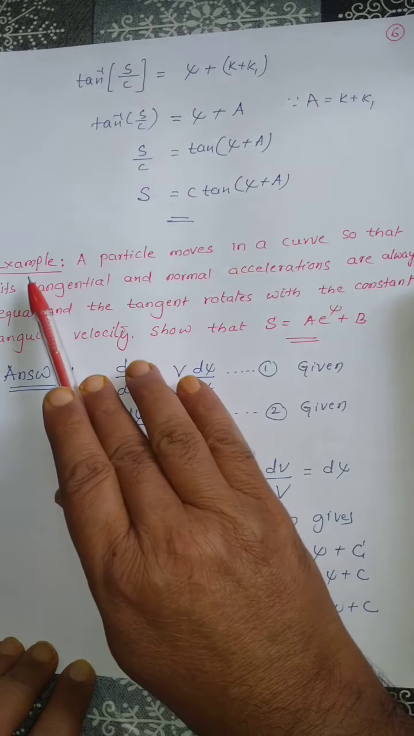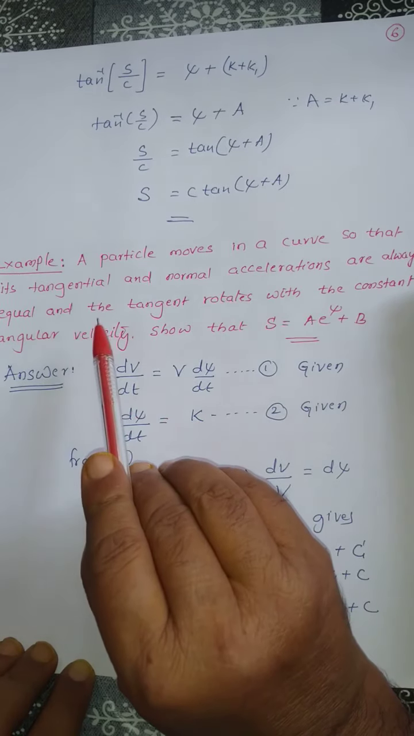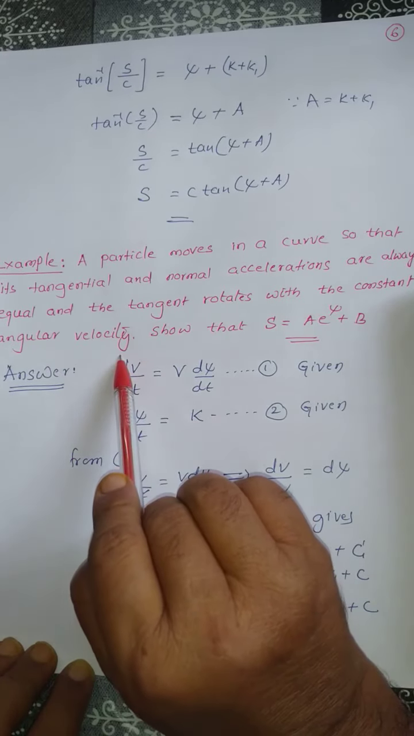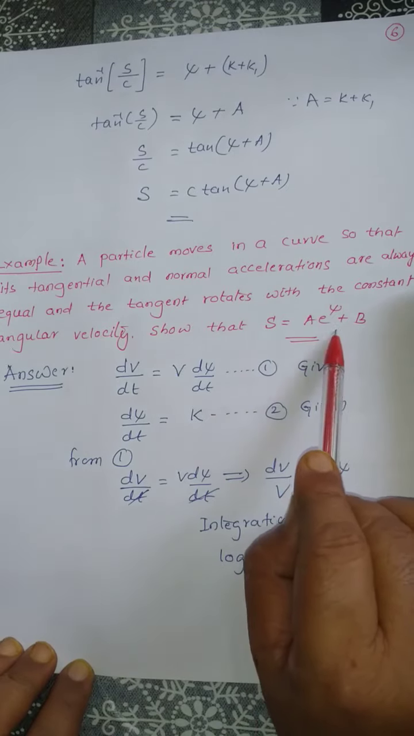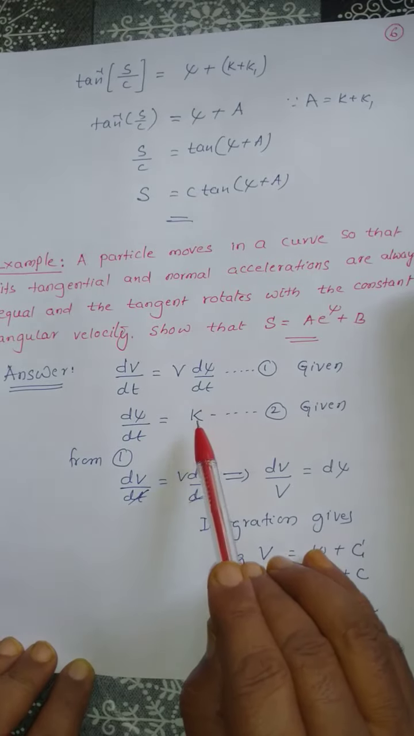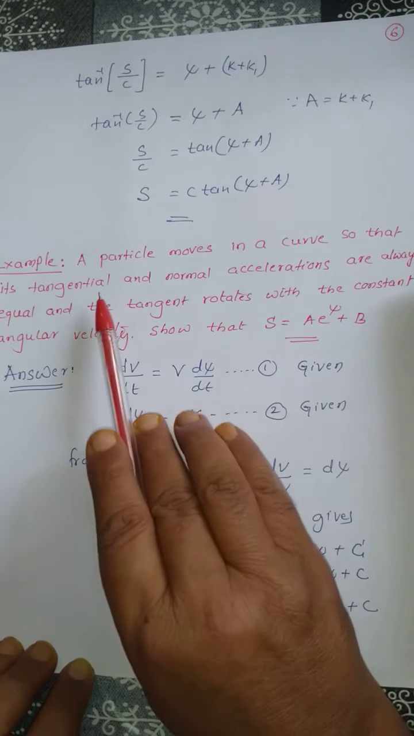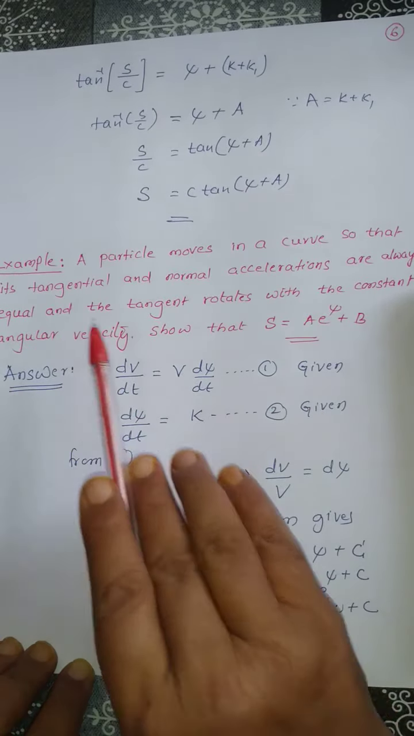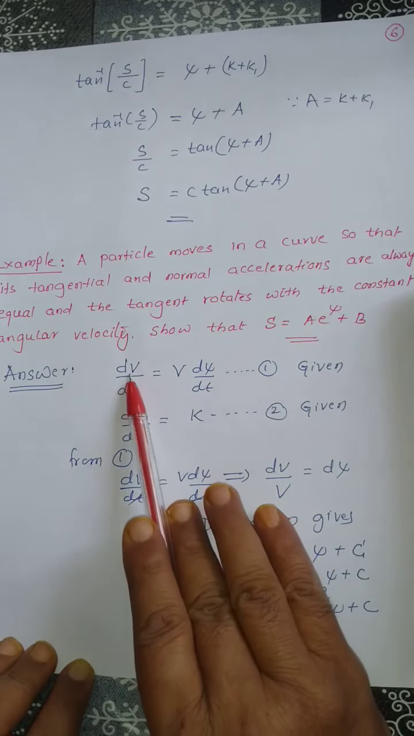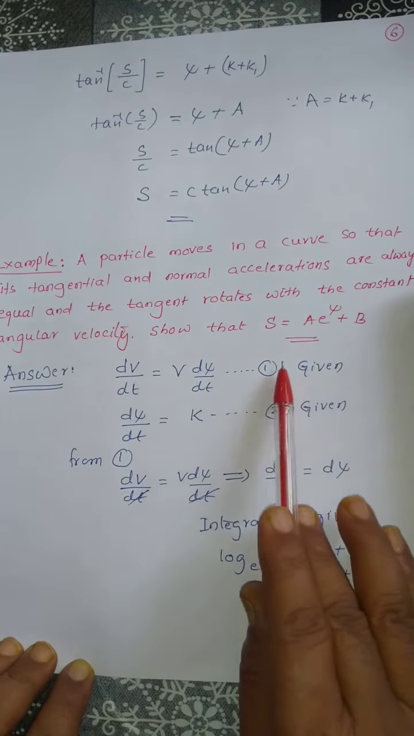Now go to the next example. A particle moves in a curve so that its tangential and normal accelerations are always equal and the tangent rotates with a constant angular velocity. Show that s equals A e raised to psi plus B. Again, tangent rotates means d psi by dt is k, given. This is given, and a particle moves in a curve such that tangential and normal accelerations are always equal. So this is the normal acceleration, and this is the tangential acceleration. They are equal. So these two things are given.